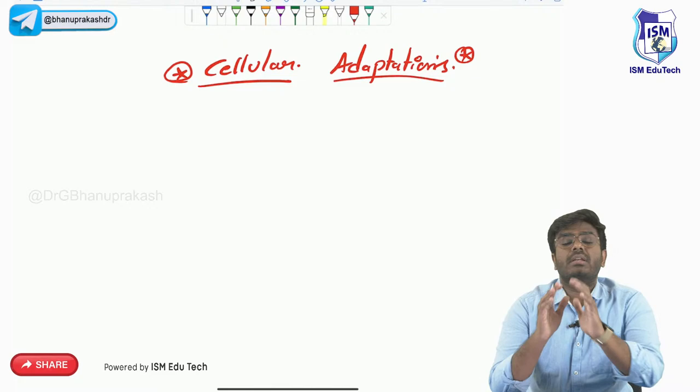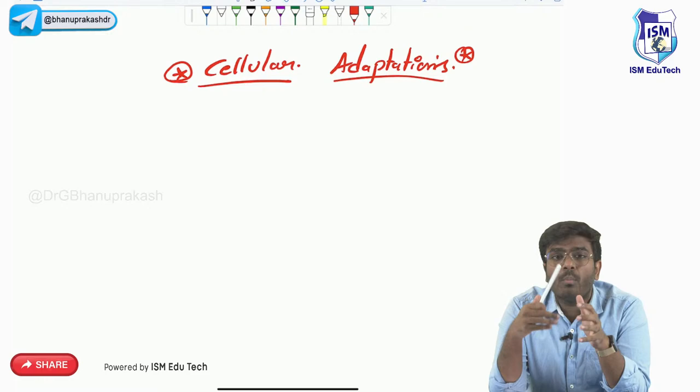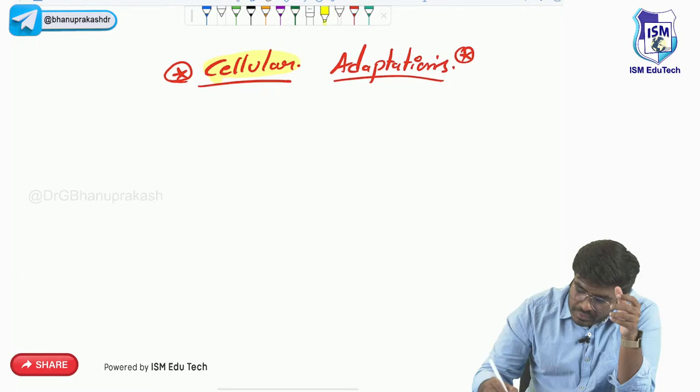In yesterday's class, we were very clear. Whenever there is a stress on a cell, usually the cell will try to undergo adaptation. But when the stress is more, what will happen? The cell will undergo reversible cell injury, later irreversible cell injury, and at the end of the day, cell death will happen. Now, our topic is cellular adaptations. How will cells adapt, and what are the different types of cellular adaptation?